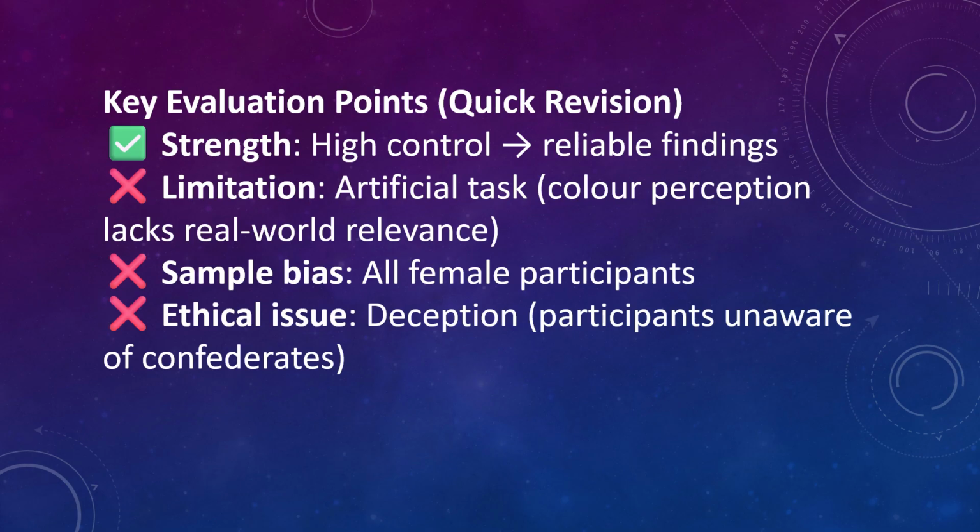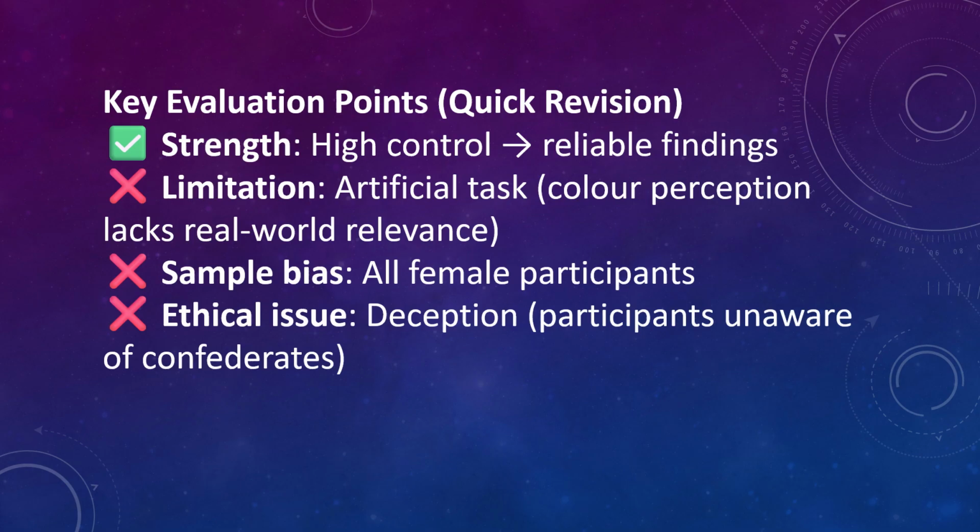The next one is the sample bias, all female participants. It's like a gender bias, he didn't choose any male participants. So we can't generalize his conclusion, because if male participants took part, it might be a different result, isn't it? So it's a sample bias.